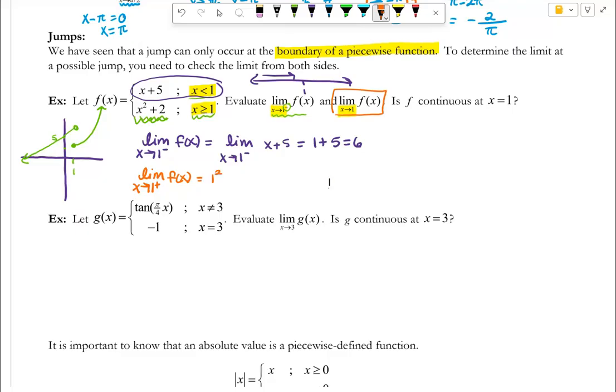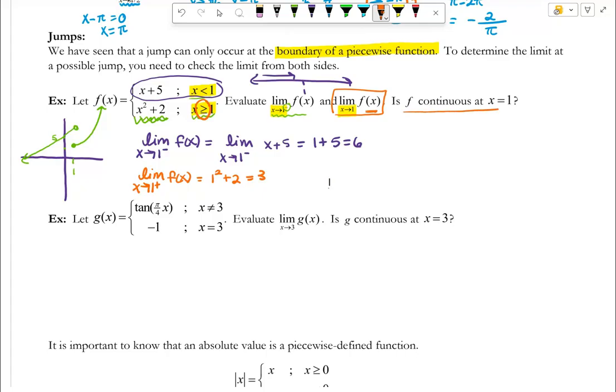So that's going to become 1 squared plus 2, which is just 3. And we also know that that is equal to f of 3 because we have that greater than or equal to symbol on our boundary of our piecewise. So the final question, we're asked to evaluate this limit and determine if f is continuous at x equals 1.